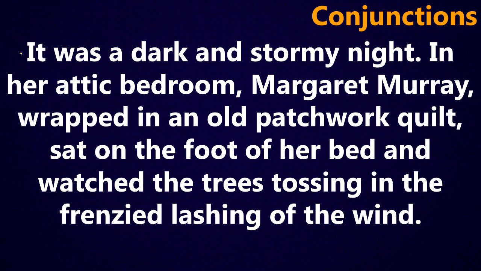Okay, so in the first sentence, it was a dark and stormy night. The word and is always a conjunction. So and is connecting dark and stormy. Dark and stormy are both adjectives. And remember, they are describing night. So and here is connecting these two words.